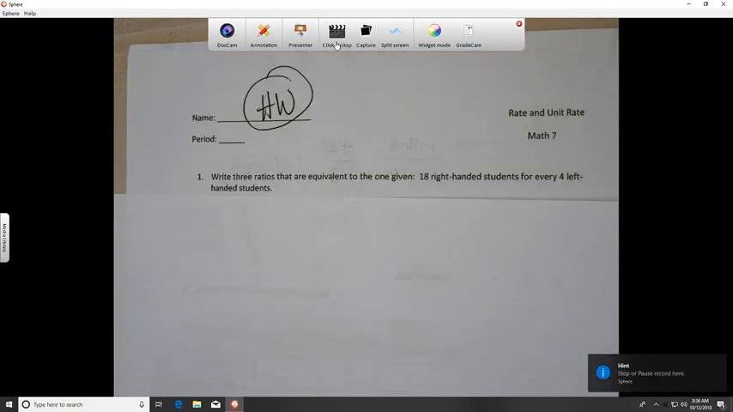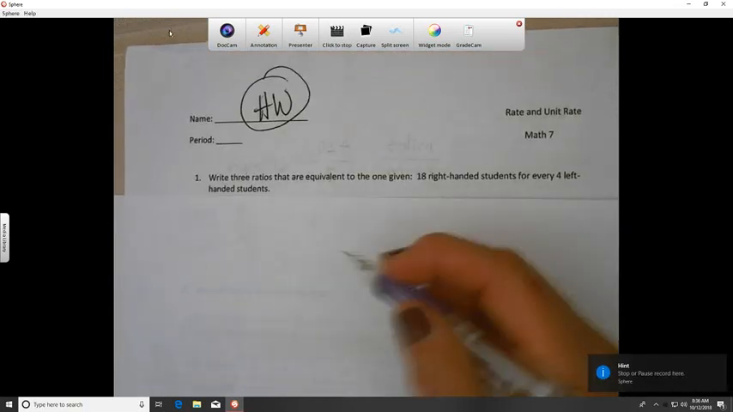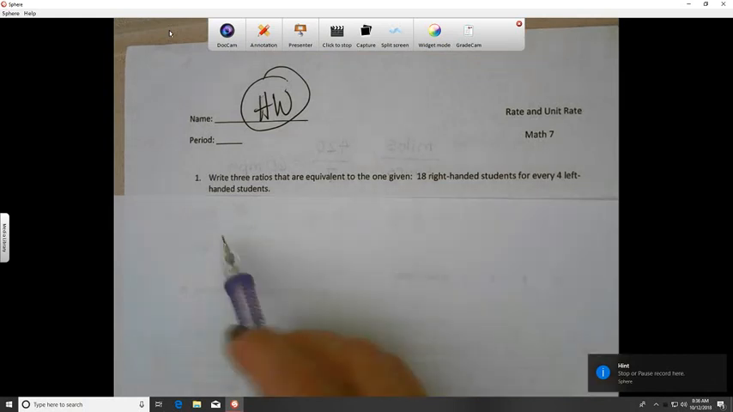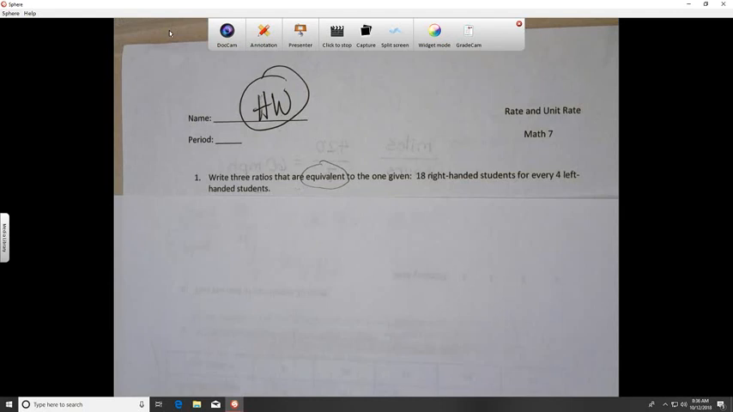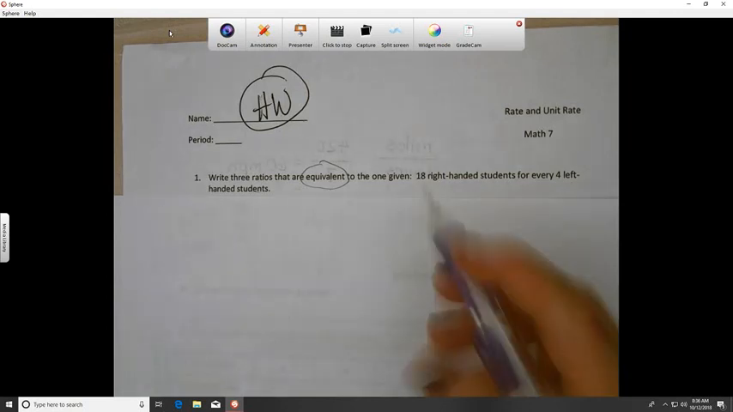Okay guys, here's your homework assignment. It says to write 3 ratios that are equivalent, which means what? Equivalent means, loud and proud, what does it mean? Equal to the one given.